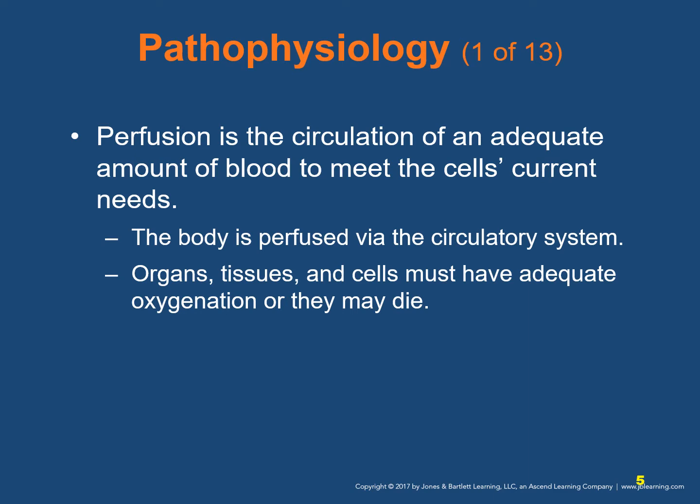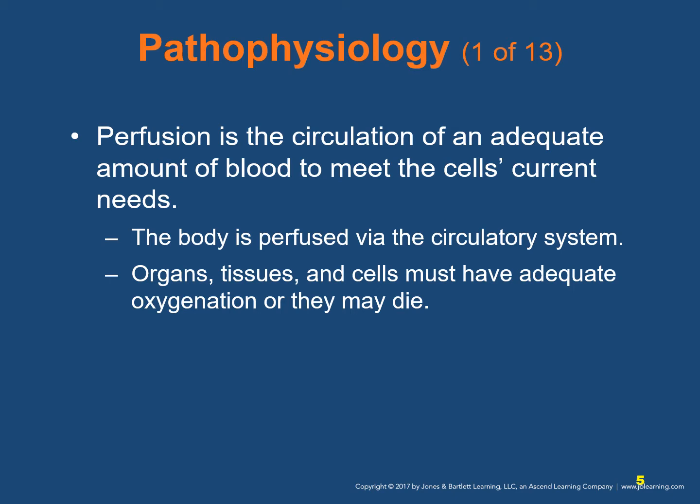Pathophysiology. Perfusion is the circulation of blood within an organ or tissue in adequate amounts to meet the cells' current needs. The body is perfused via the circulatory system. The circulatory system is a complex arrangement of connected tubes including arteries, arterioles, capillaries, venules, and veins. There are two circuits in the body, the systemic circulation in the body and the pulmonary circulation in the lungs. The systemic circulation carries oxygen-rich blood from the left ventricle through the body and back to the right atrium.